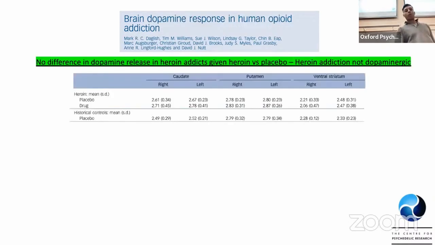Using similar techniques, we can also look at different endophenotypes of addiction. We can look at individuals who have opioid or heroin addiction. In this study, we looked at the differences in dopamine release in the brain to heroin to understand whether dopamine was the contributing driver towards heroin's reinforcement effects. And what we found is that it wasn't. So dopamine doesn't seem to be particularly important in the reinforcement effects of heroin, whereas in stimulant addictions it does.